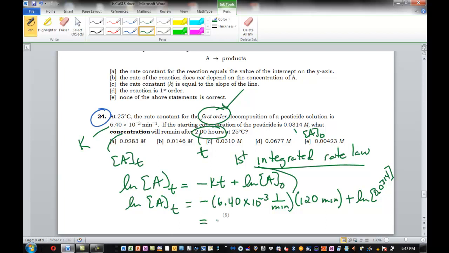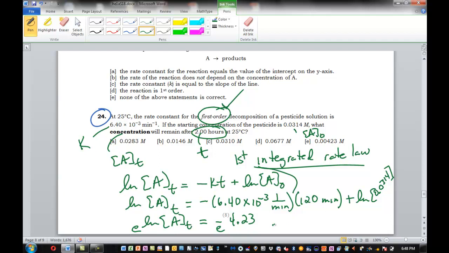And I get a negative 4.23 on the right-hand side. We still have a natural log term on this side. Okay. So how do we get rid of that natural log? Yep, e to the x.